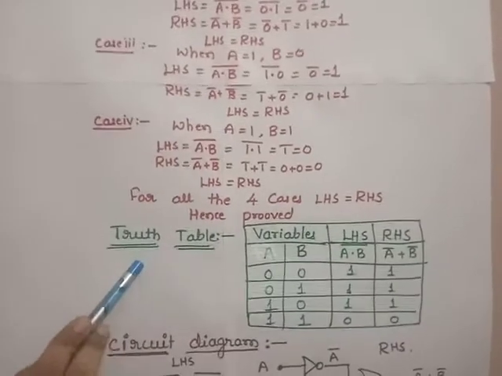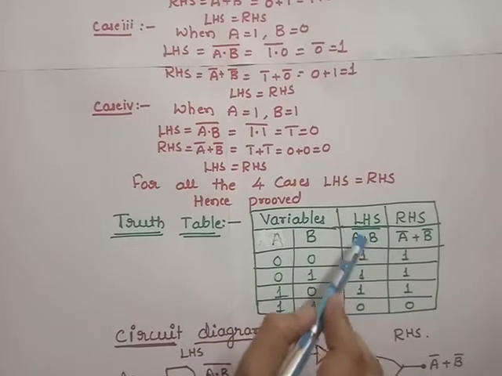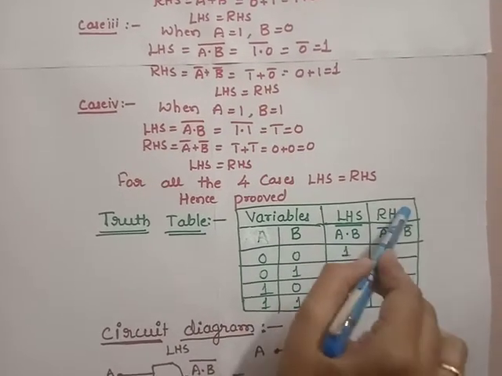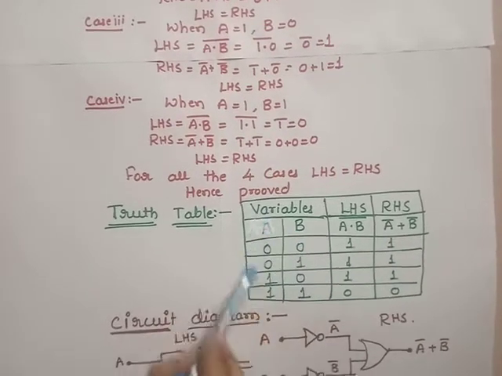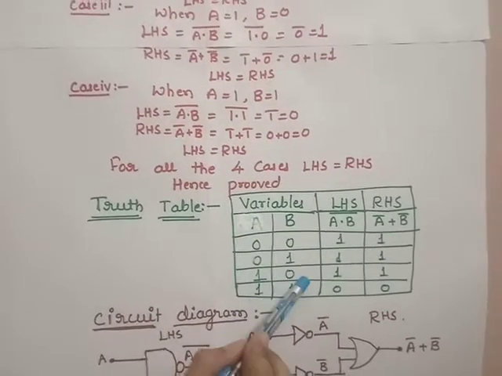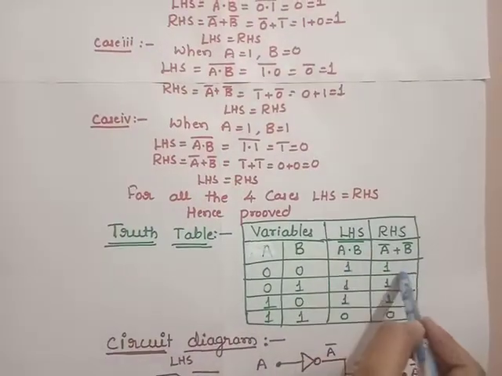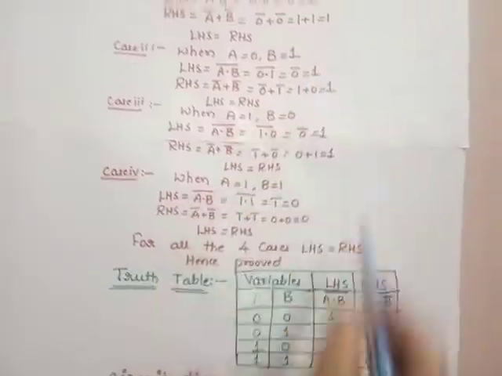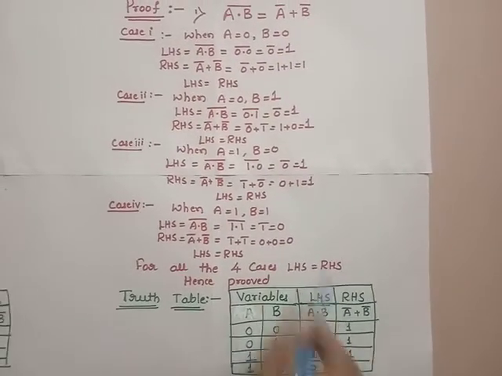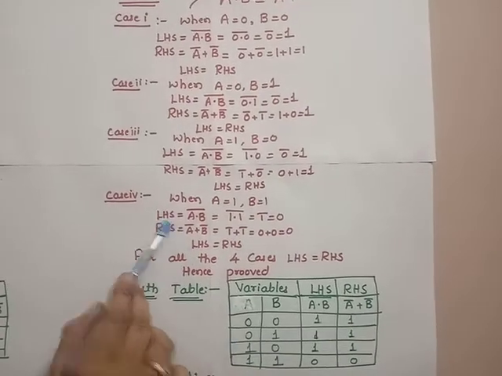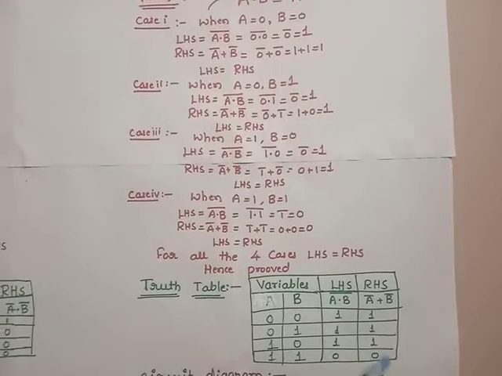Here also we have to write truth table. Variables are taken as A and B. LHS here becomes A dot B whole bar. RHS is A bar plus B bar. We have to write all the possibilities of A and B here first. For 0, 0, LHS and RHS are 1, 1. For 0, 1, LHS and RHS are 1, 1. For 1, 0, LHS and RHS are 1, 1. For fourth case, when A is 1, B is 1, LHS and RHS are 0, 0 in case of second statement.